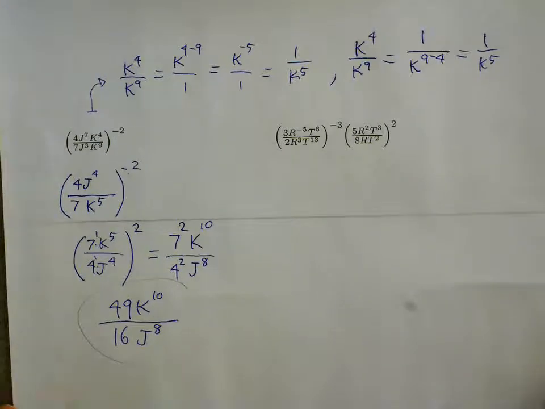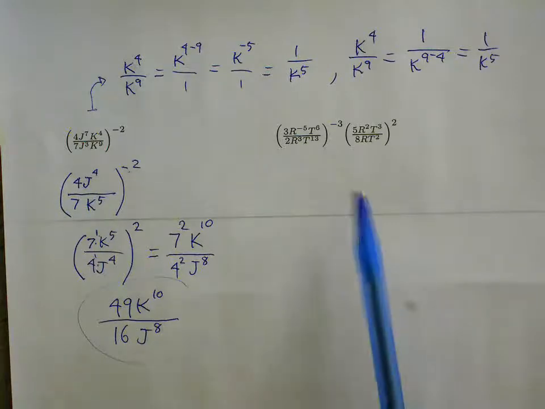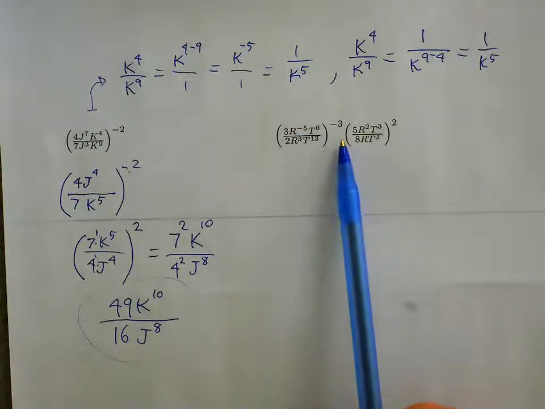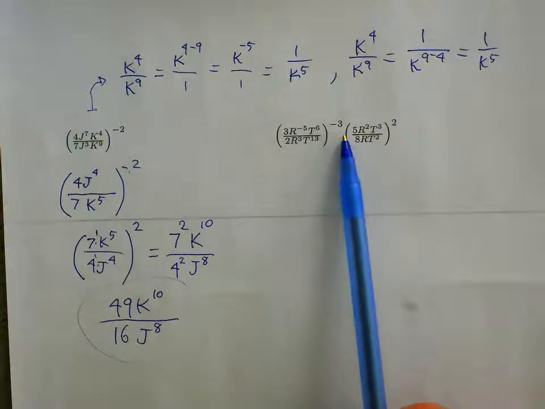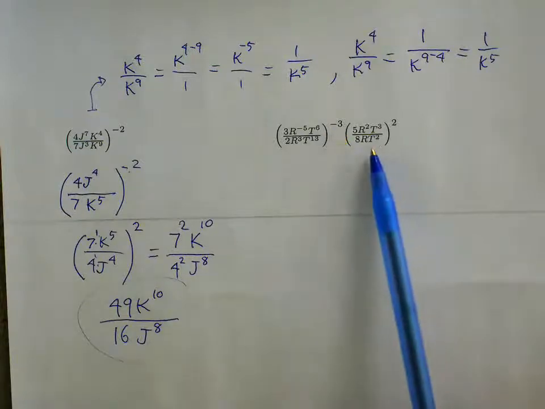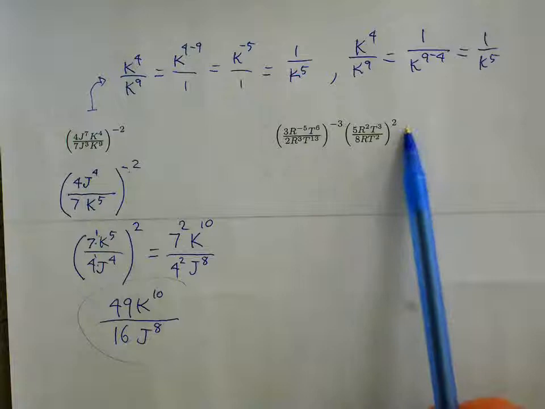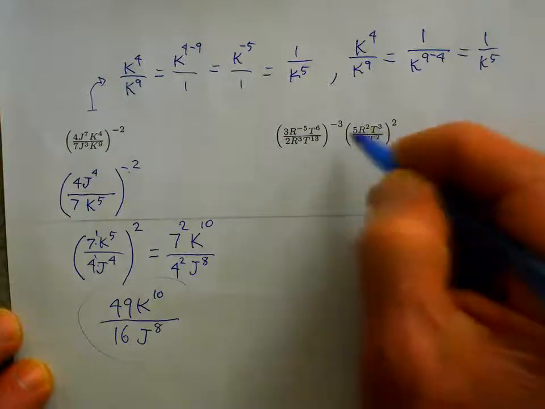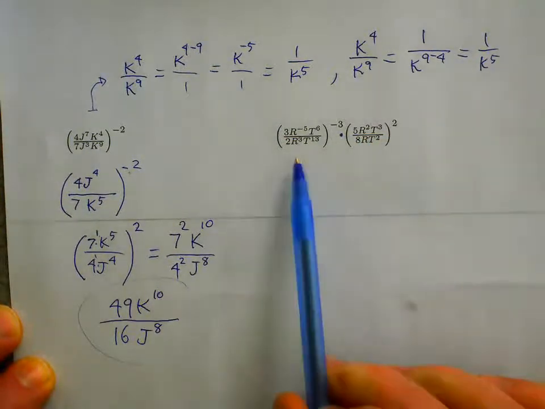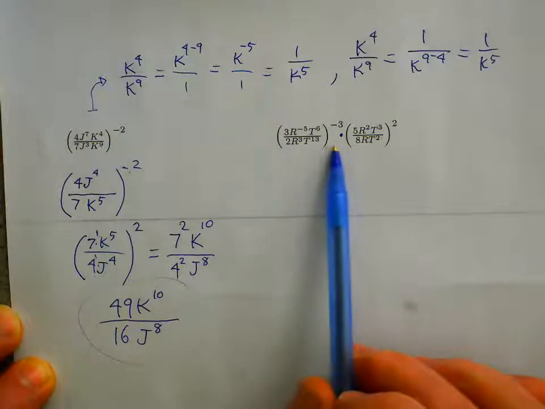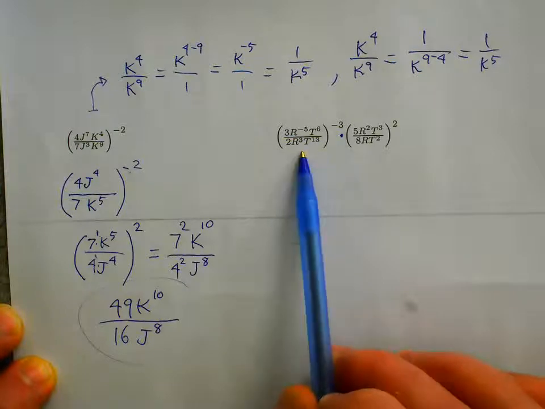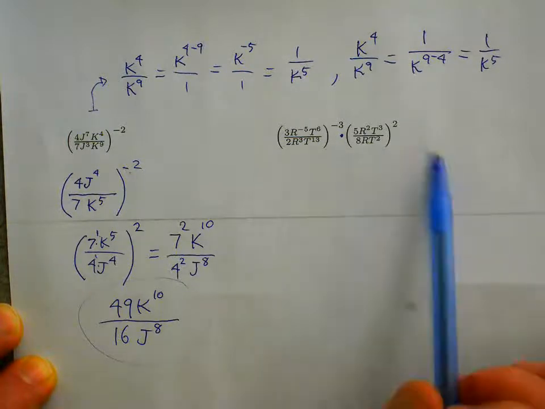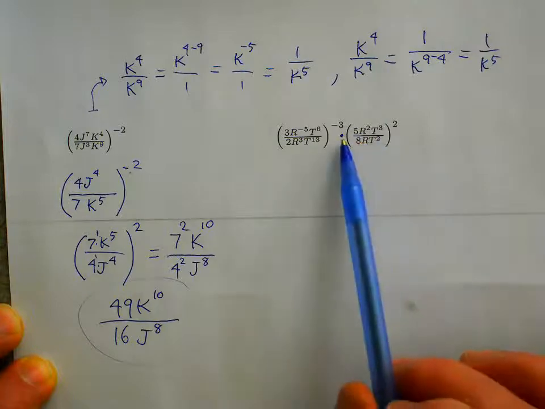Okay, the next one is more complicated because we have a rational expression raised to a negative exponent, and we're multiplying that by another rational expression raised to the exponent +2. So what we want to do is simplify each of the rational expressions raised to an exponent first. So we'll simplify those two on the outside, and then afterwards we'll multiply them together.